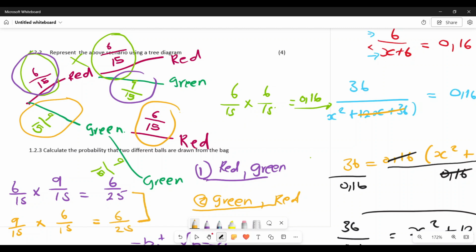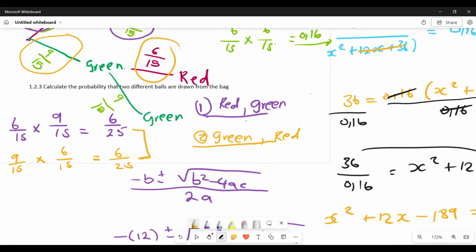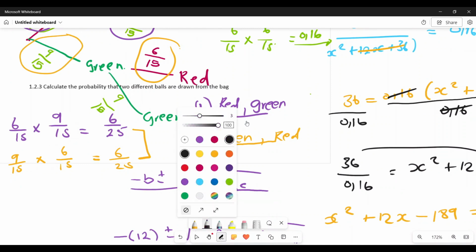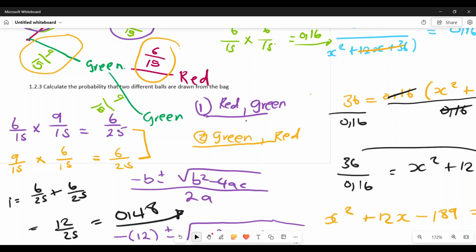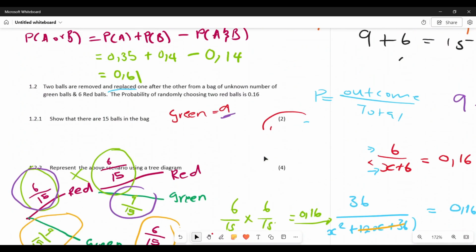And we want to add these 2 probabilities for our final answer. So our final answer, the probability of you choosing 2 different balls, is 6 over 25 plus 6 over 25. This should be equal to 12 over 25, which is the same thing as 0.48. Now this is the probability that you will choose 2 different balls from your bag. Right? And this would be all for this first question.